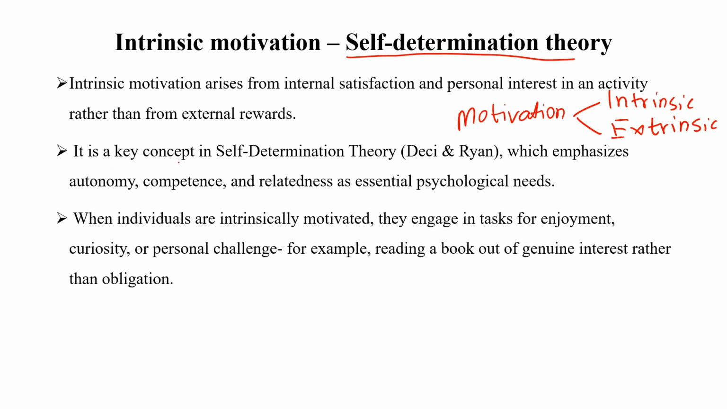One of the key concepts in self-determination theory, given by Deci and Ryan, emphasizes autonomy, competence, and relatedness. These are the three main components given by them as the essential psychological needs. When individuals are intrinsically motivated, they engage in tasks for enjoyment, curiosity, or personal challenge, for example reading a book out of genuine interest rather than obligation. If you see all these three components given by Ryan and Deci in their self-determination theory, they talk about motivation coming from within an individual. That is basically intrinsic motivation. That is why intrinsic motivation is connected to self-determination theory.